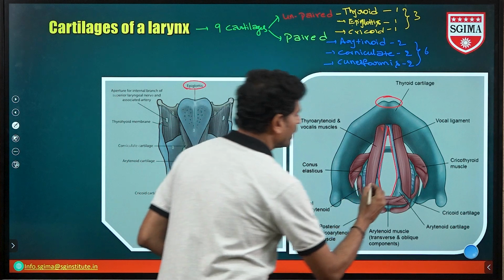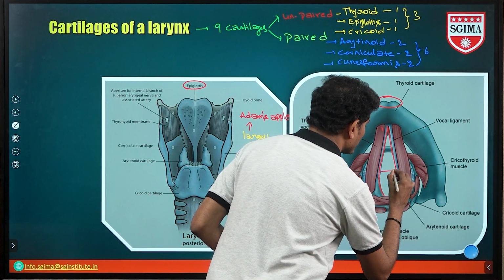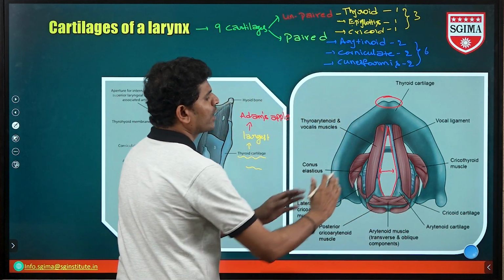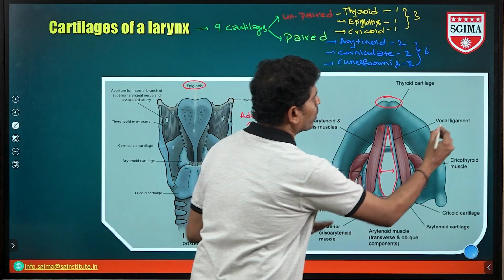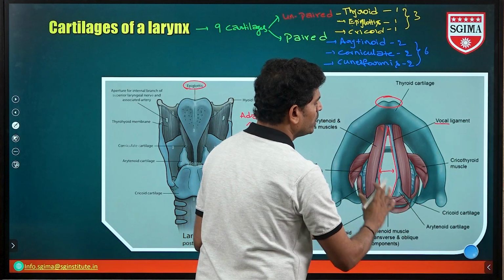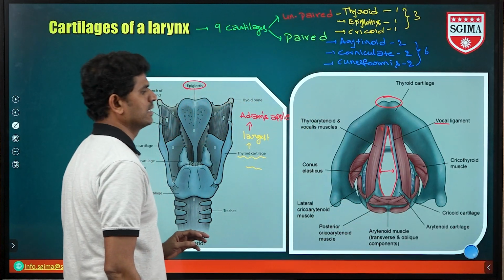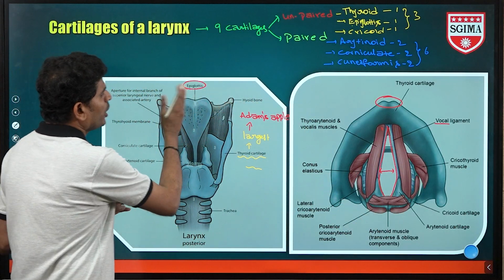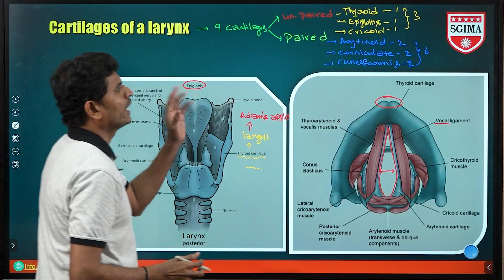ये cavity को बोलते rima glottidis. ये cavity को दोनों side क्या है? Vocal cords will be there and ये false vocal cords बोलते इसको. Then totally it will be considered as a glottis. Okay. Now epiglottis and thyroid cartilage.